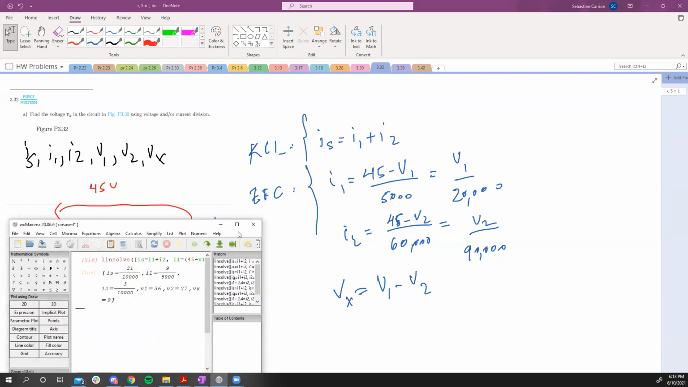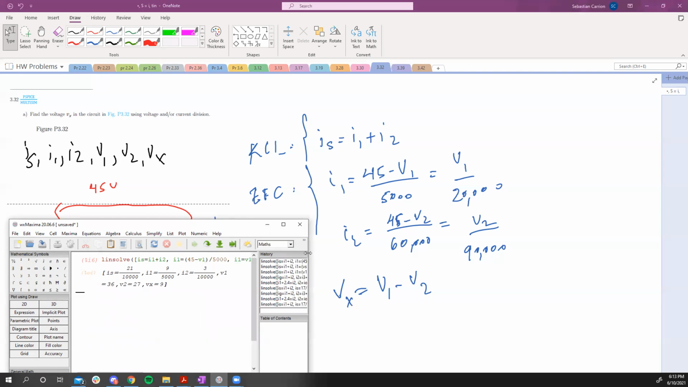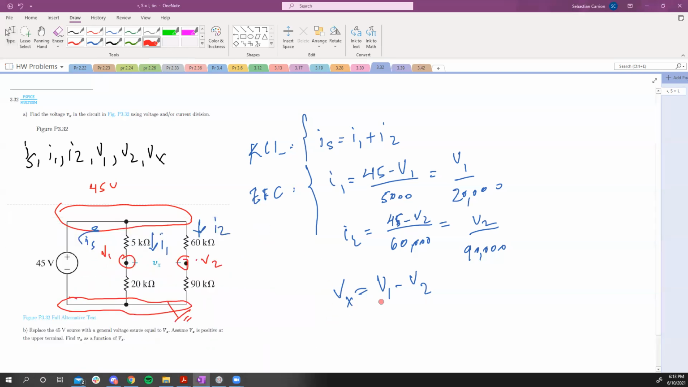Cool. So we can go ahead and say Vx is 9, right? We can clearly see V1 is 36 and V2 is 27, so 36 minus 27 is 9. So let's call this Vx equal to 9 volts.